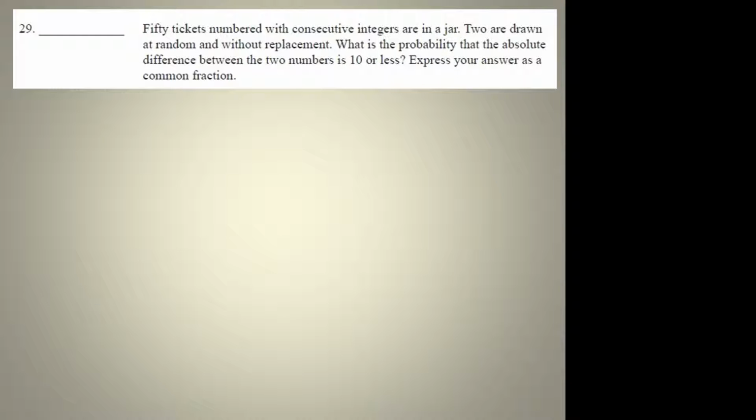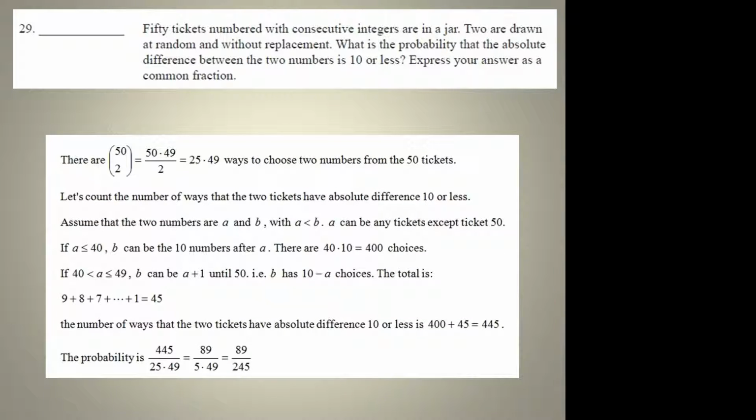Okay, 50 tickets numbered with consecutive integers. You can assume those tickets numbered from 1 to 50. Okay. There are 50 choose 2. You have 50 tickets, choose 2. The number of ways to choose 2 tickets, 50 choose 2. And it's easy to find this number. It will be 50 times 49 divided by 2.